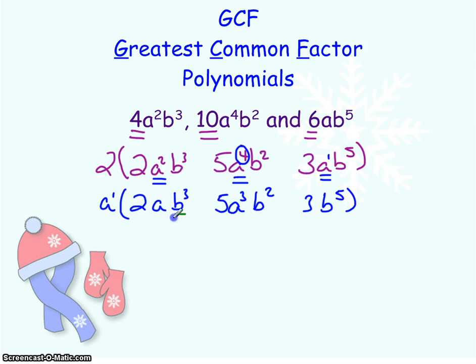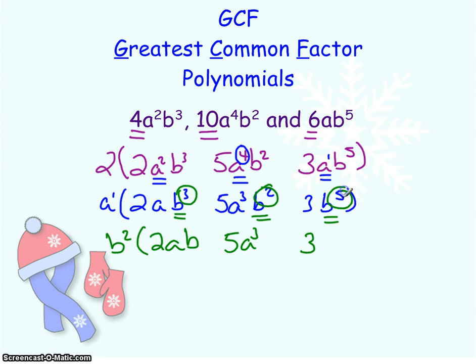So the last one is b. Okay, the smallest b they have in common is 2. So that's what I'm going to put out here. Okay, so the 2a still comes down. 3 minus 2 is 1, so you just still have a b. A to the third stays. b squared, so 2 minus 2 is nothing, so there's no b left here. The third term, you have a 5, so 5 minus 2 is 3, so that makes b to the 3. Double check, they all 3 have to keep going.